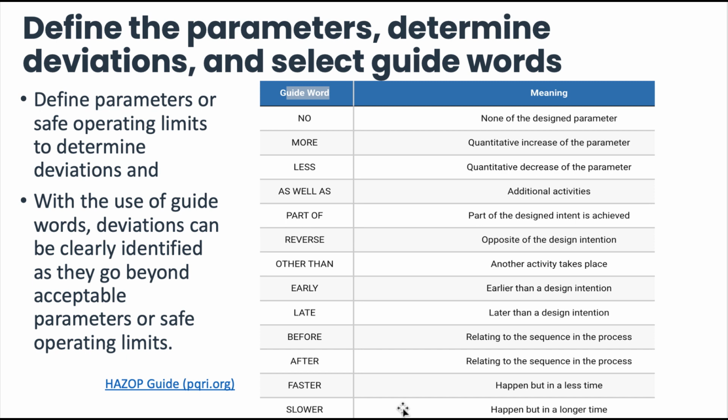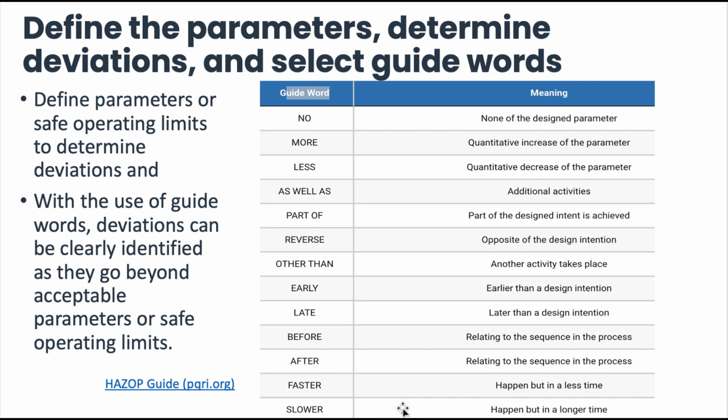And so there are words like no, none, more, less, as well as, part of, reverse, other than, early, late, before, after, faster, or slower. And so we understand what the meaning is, but they help us define these parameters so we can determine when deviations from the best operating phase have occurred. And we use these because it helps us with our language. And so they are the core of the HAZOP.